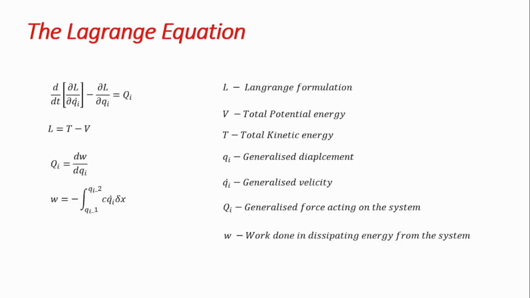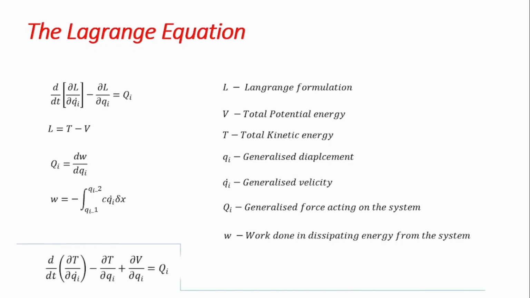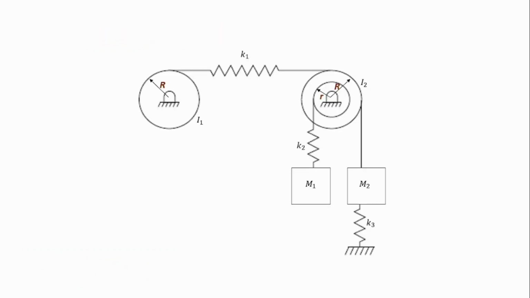And W has a simple formulation wherein it is equal to the integral of the product of the damping coefficient and the generalized velocity with respect to displacement. And we have another form of the Lagrange formulation as shown. However, whichever you choose to use will give you the same equations of motion at the end of the day. So we're going to move forward to evaluating our problem.